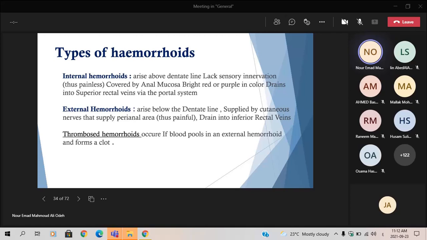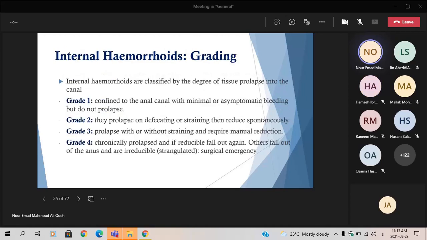We have another type. There is a thrombosed hemorrhoid, which is a blood clot in the external hemorrhoid, which causes severe pain.